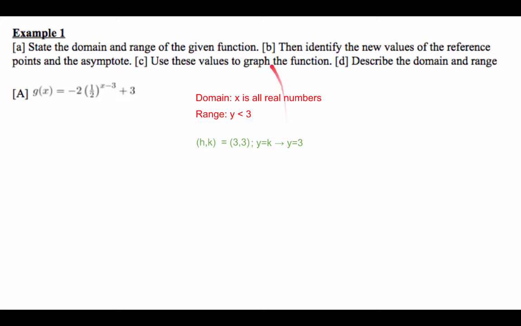So I answered the B: identify the new value as a reference point, h, k, and asymptote. Using this h, k, I can figure out my new reference point. If you plug in for the h, like 0 plus h, you get 3 and f of 3, which gives you 3 and 1. And you're going to plug in -1 plus h, which gives you +2. Plug into the equation, you will end up with -1. So we use those 2 points to graph.